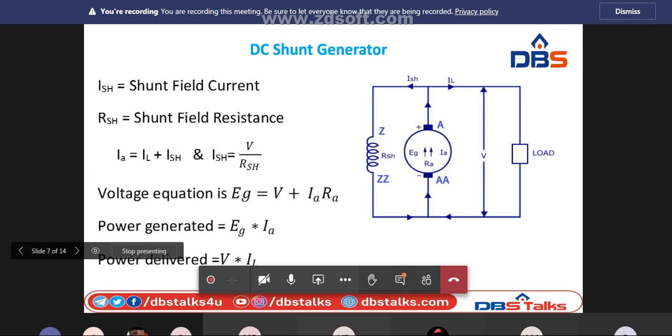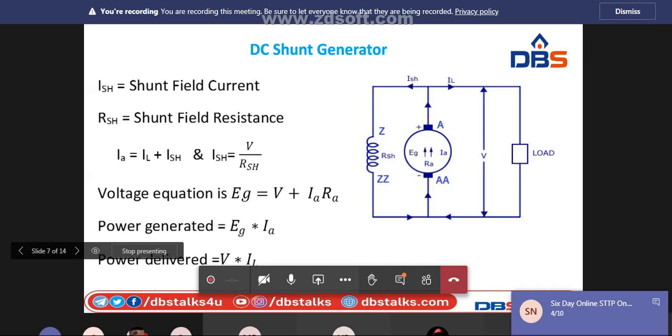ISH is nothing but the current flowing through the field winding, right? And here resistance will be there. To find the current, voltage and resistance must be available. In a parallel circuit, voltage must be the same. Here V is the load voltage, that must be equal to the shunt field voltage also. Therefore we know the voltage, we know the resistance. ISH is equal to V by RSH, right?